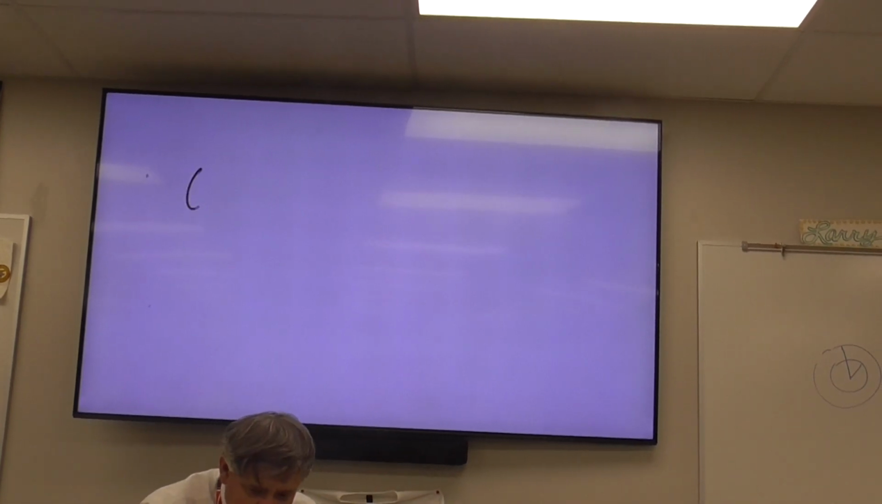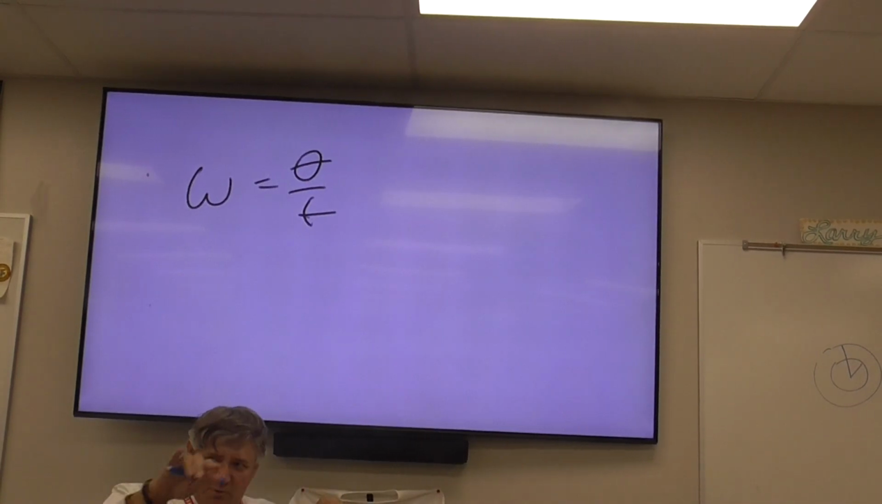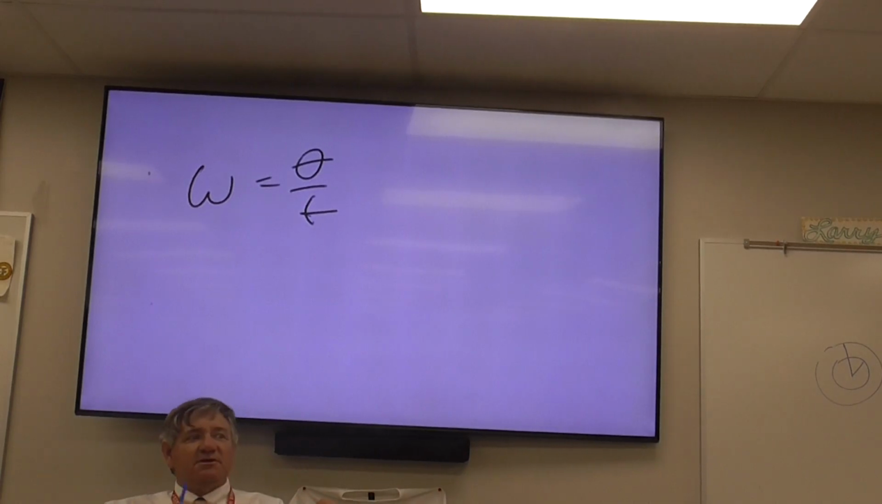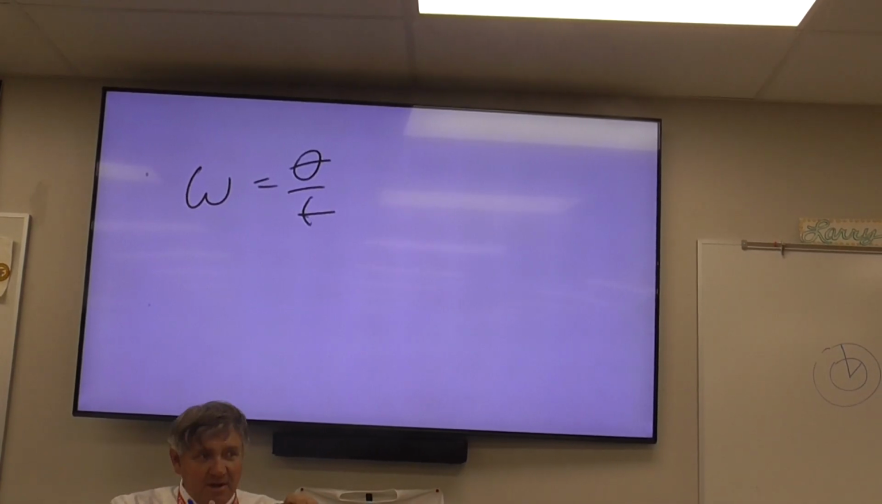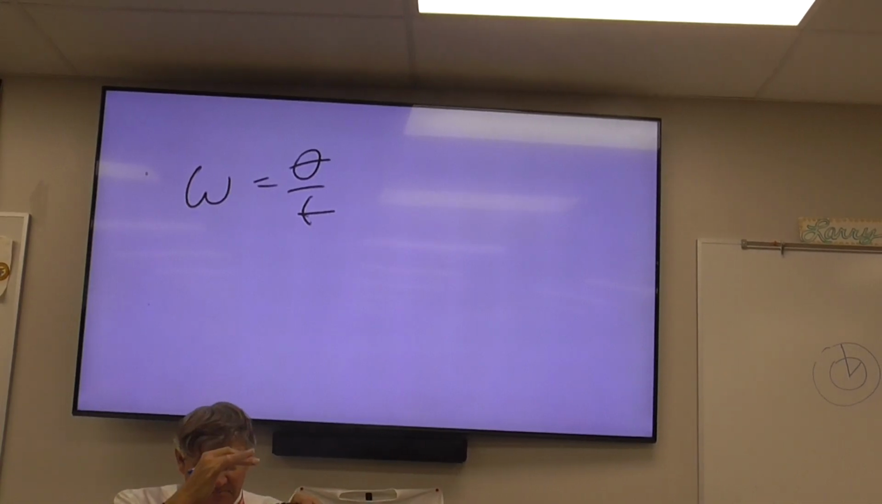Because to determine angular velocity, does every point on that wheel make one revolution? Yes. Does every point on that wheel take the same amount of time to make one revolution? Yes. So if you look at omega equaling theta over time, every point on this wheel goes through one revolution in a certain amount of time. So angular velocity at any point on the wheel is going to be the same.